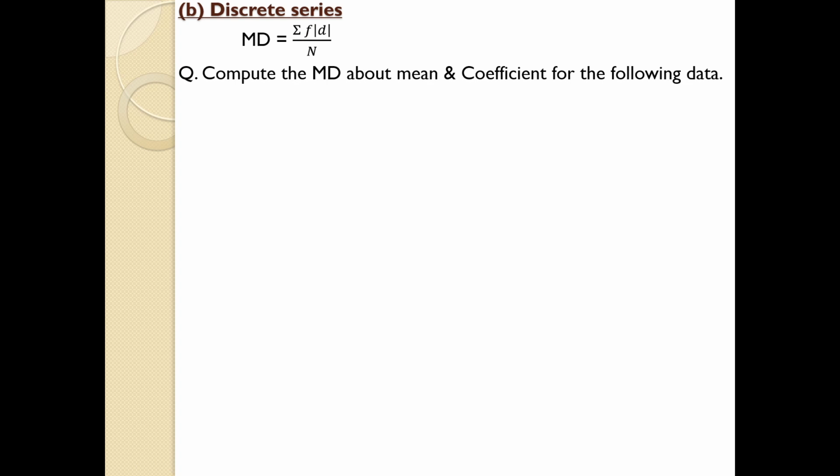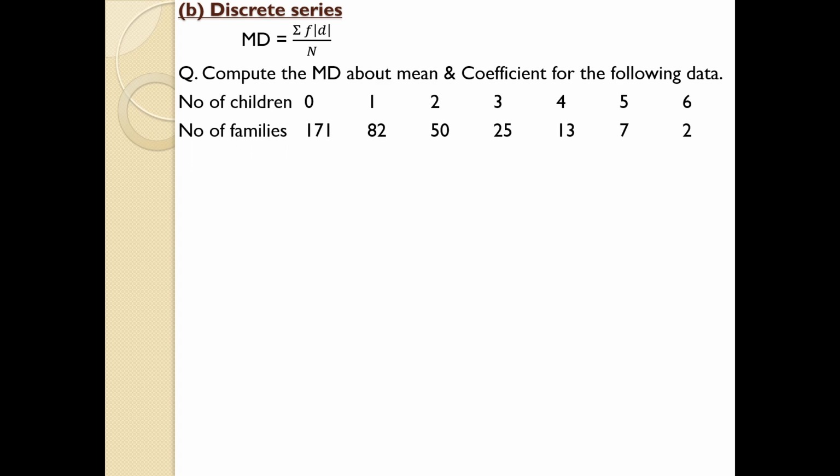Compute mean deviation about mean and the coefficient of the following data. X is given, f is also given. So let us substitute the details in a table. Before that, you need to find the mean, because in this question it is specified that you need to find the mean deviation using the mean. The equation for finding the mean in case of a discrete series is sigma fx divided by N.